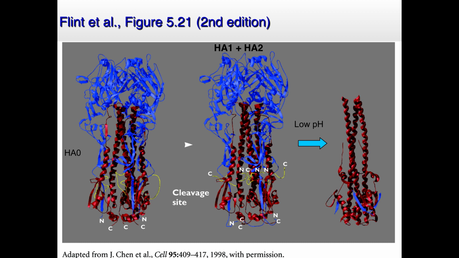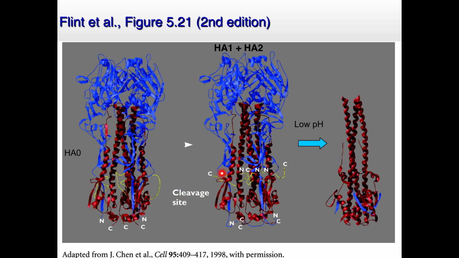Probably the best understood of probably the whole entry process, at least for enveloped viruses, is what happens with flu and hemagglutinin. This is the protein which binds to the receptor but also is important for fusion, getting those two membranes to fuse to each other and release the virus, in the case of flu, multiple genome segments. These start out as one large protein, which then gets chopped into two slightly smaller proteins. HA0 goes to HA1 and HA2.